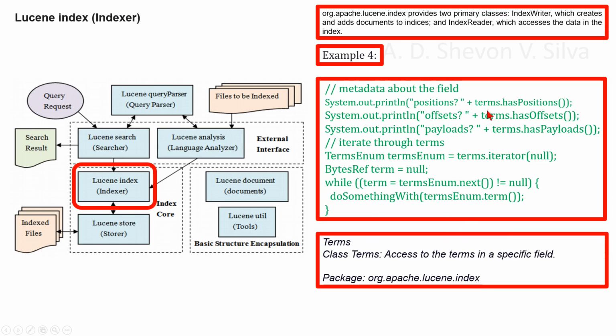Terms, the class Terms, gives access to terms in a specified field. Here, hasPositions returns true if the documents in this field store positions. Here, hasOffsets returns true if the documents in this field store offsets. hasPayloads returns true if the documents in this field store payloads.